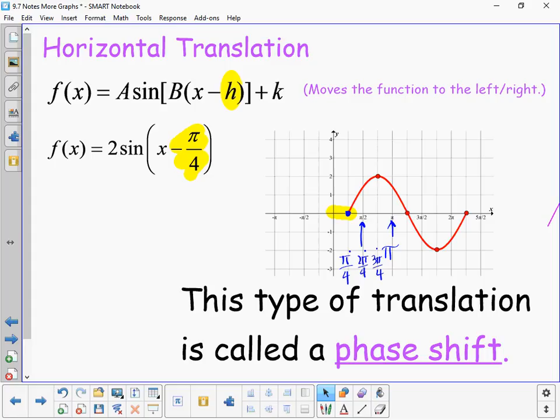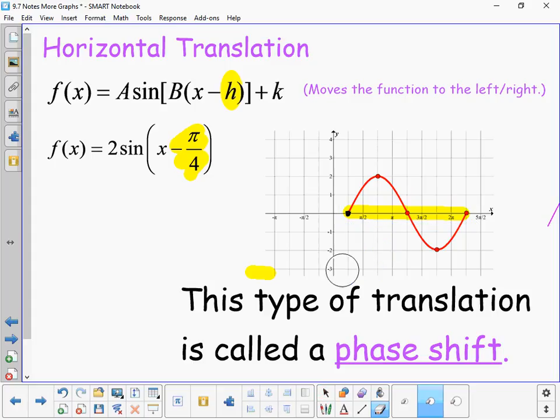So a couple of things to notice. The cycle has exactly the same length still. So before it started at 0 and ended at 2 pi, now it starts at pi over 4 and ends at 9 pi over 4. So it didn't change the length of the cycle, it just changed the starting point of the cycle.